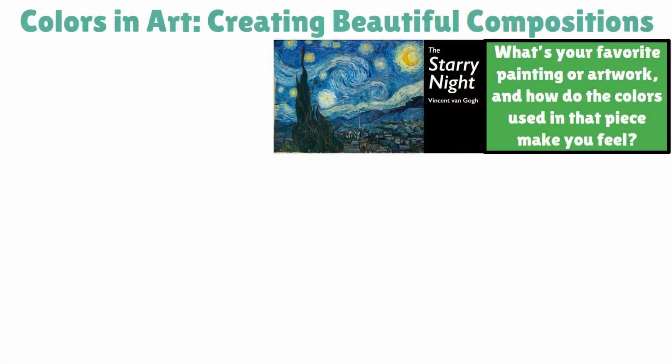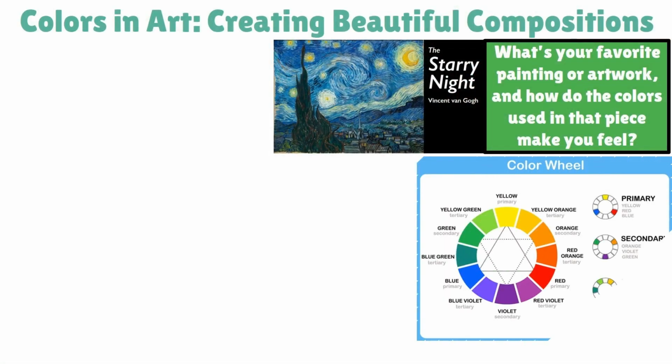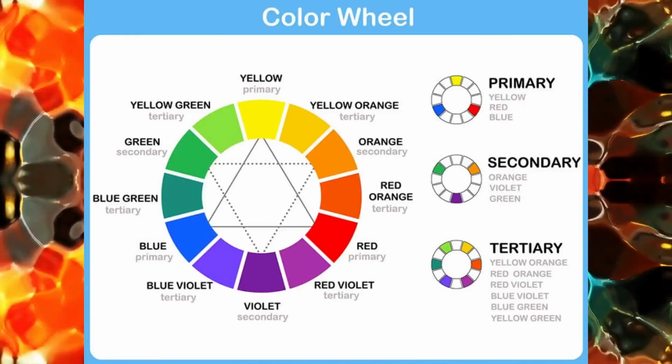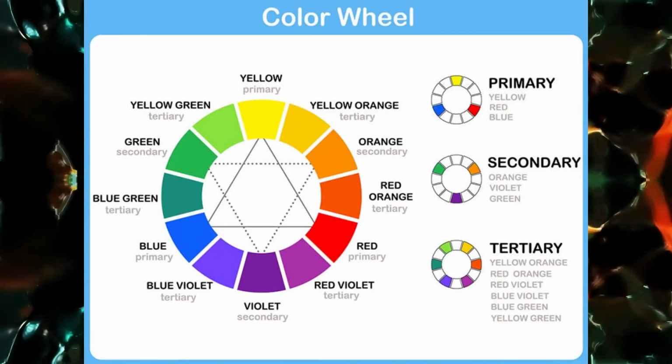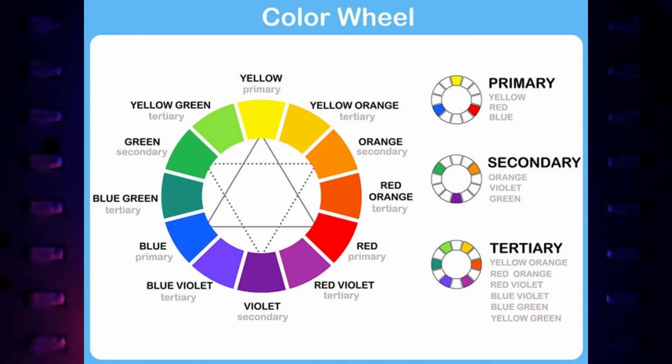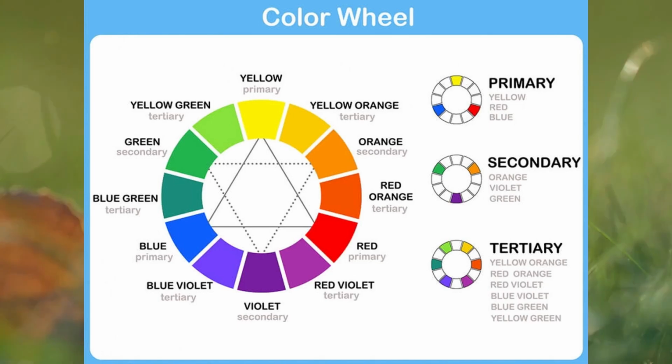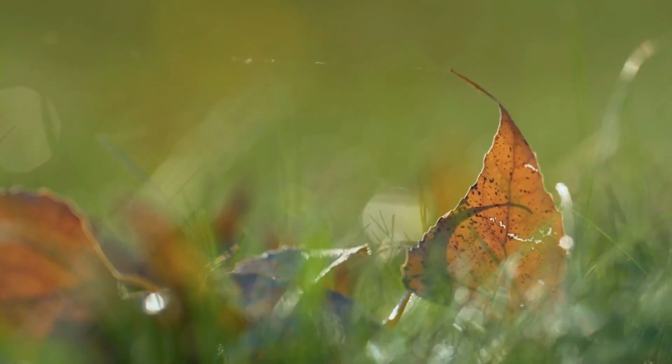Colors have the power to convey meaning and evoke strong emotional responses, making them a powerful tool in an artist's arsenal. One of the key principles of color theory in art is the color wheel. The color wheel is a circular diagram that shows the relationships between colors. It's divided into primary colors, red, blue, yellow, secondary colors, orange, green, purple, and tertiary colors, colors created by mixing primary and secondary colors. Understanding how these colors relate to each other can help artists create harmonious and balanced compositions.